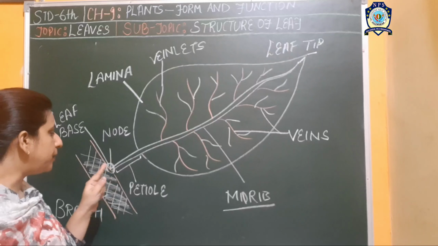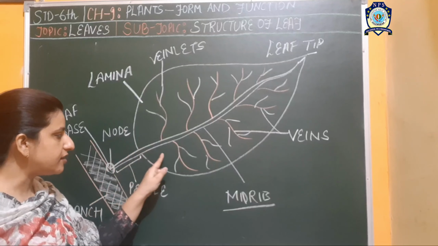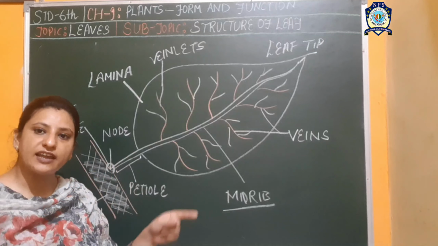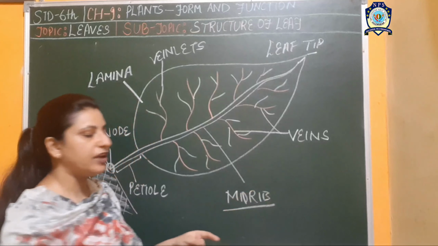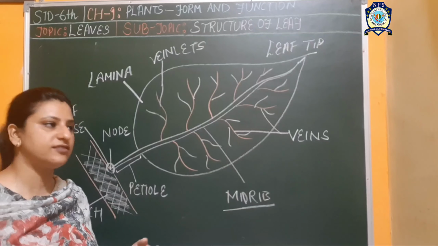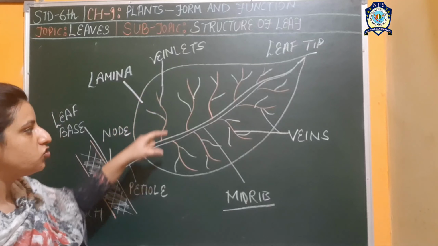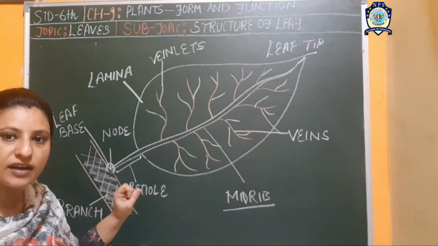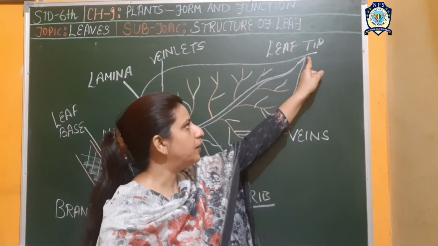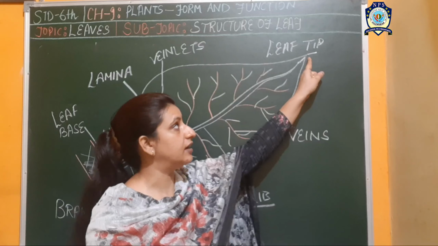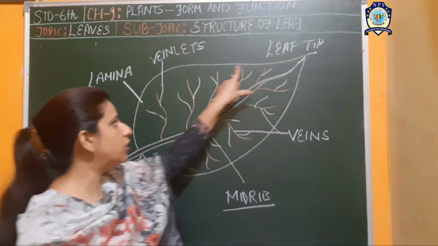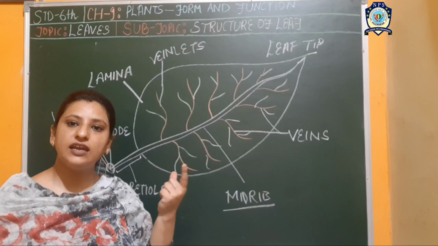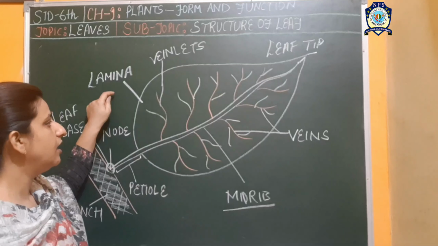And from the node petiole arises, and when petiole enters inside the lamina, it becomes midrib, and now the midrib divided into thread-like structure, they are called as veins, and veins are again divided into more thinner structures, they are called as the veinlets. So this midrib also help in dividing the lamina into two equal parts. Midrib ends into the point, that point of the leaf is called as the leaf tip. Also the broader part which is having green color structure, or you can say broader green color part of the leaf, that is called as the lamina.